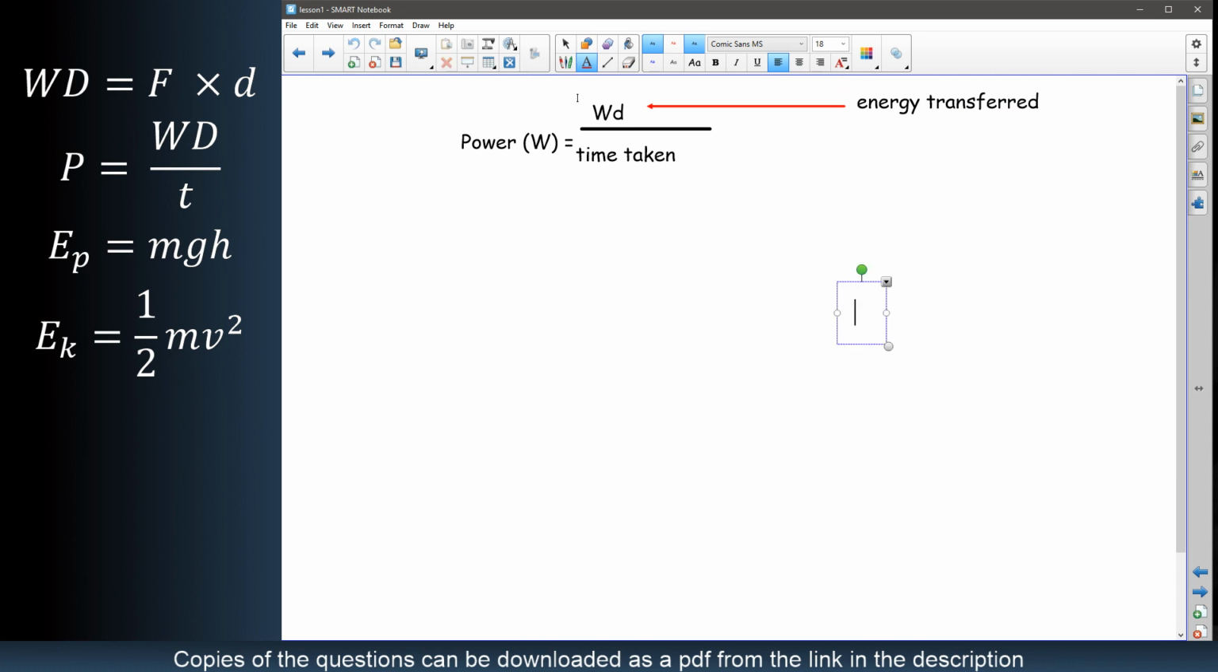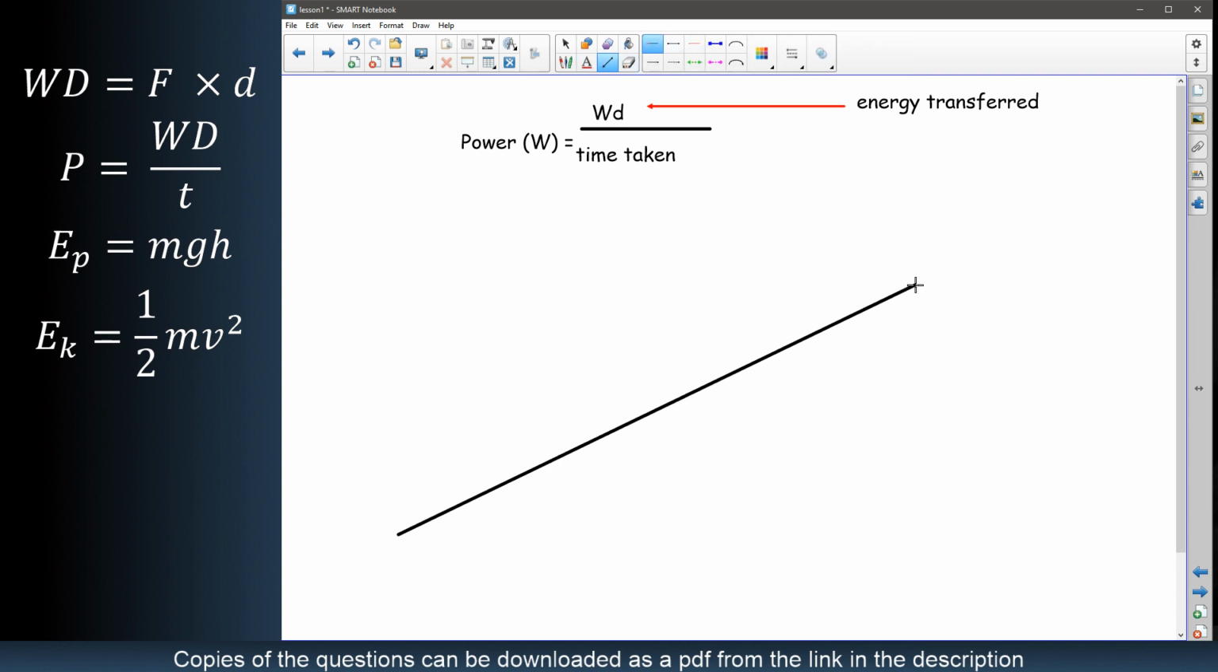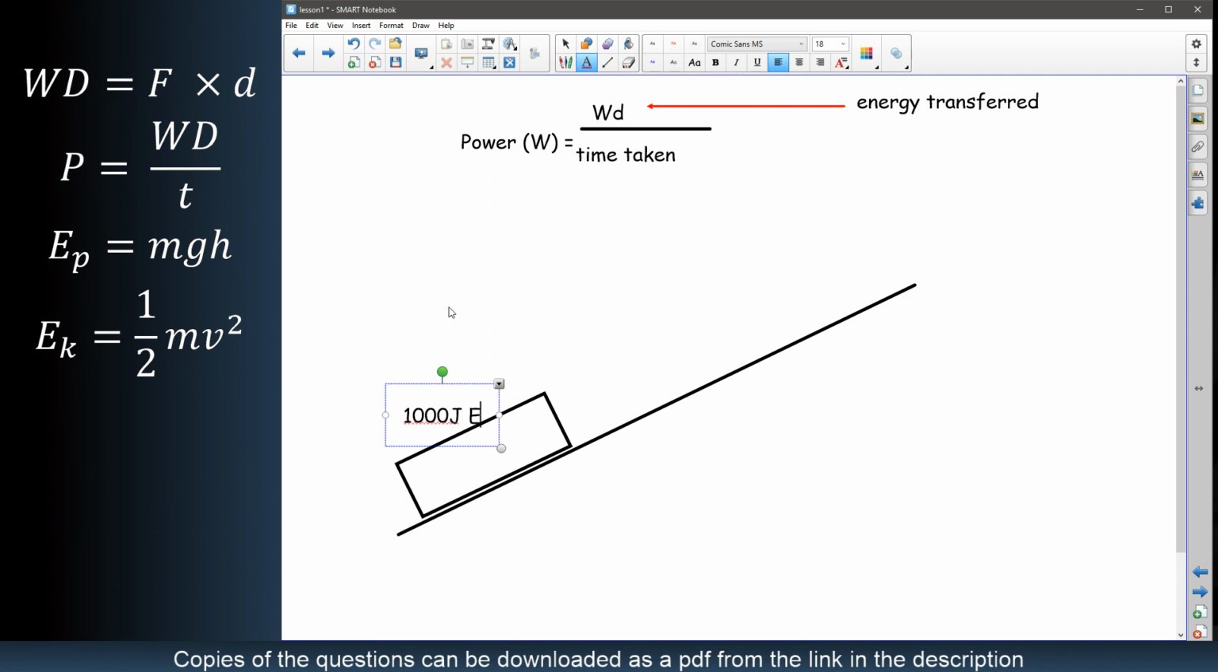So let's think about something being pushed up a hill, for example. If I have a little slope here and I want to send something up that slope, I might send it on from the bottom of the slope with, I don't know, 1,000 joules of kinetic energy. So that's E subscript K. Okay, so 1,000 joules of kinetic energy, and away it goes up the hill until it runs out of energy.